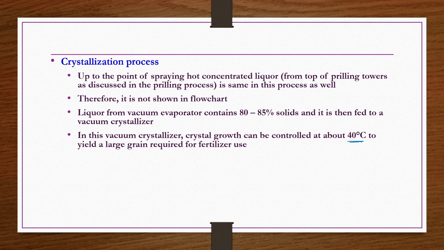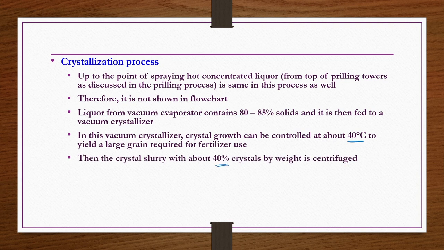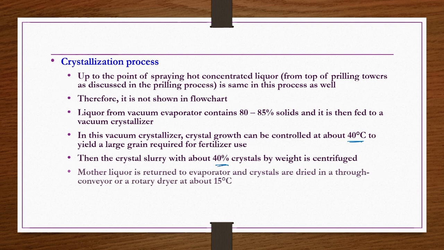large grain required for fertilizer use. If you want a grain size of 2 to 4 mm, larger compared to the 1.5 mm spherical pellets from the prilling process, then you have to go for the crystallization process. Then the crystal slurry with about 40% crystals by weight is centrifuged.